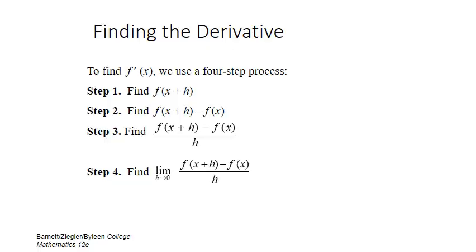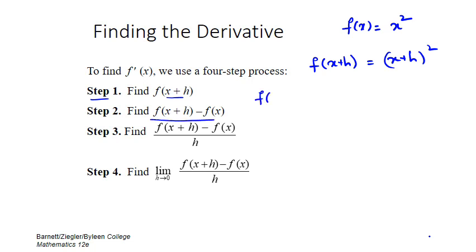Finding the derivative has certain steps. For example, if you are given a function f of x equals x square, to find the derivative, step one is we write f of x as f of x plus h. Wherever you see x, you replace it by x plus h, so this becomes x plus h whole square. The next step is we take their difference, f of x plus h minus f of x, so it becomes x plus h square minus x square. The third step is to take their quotient with h.